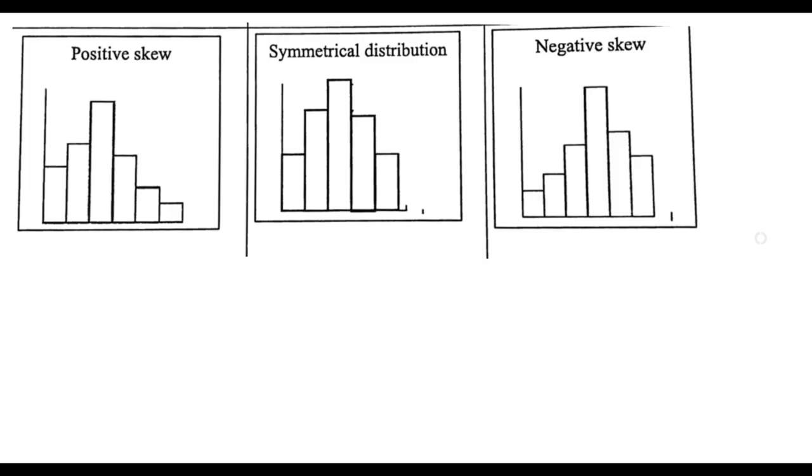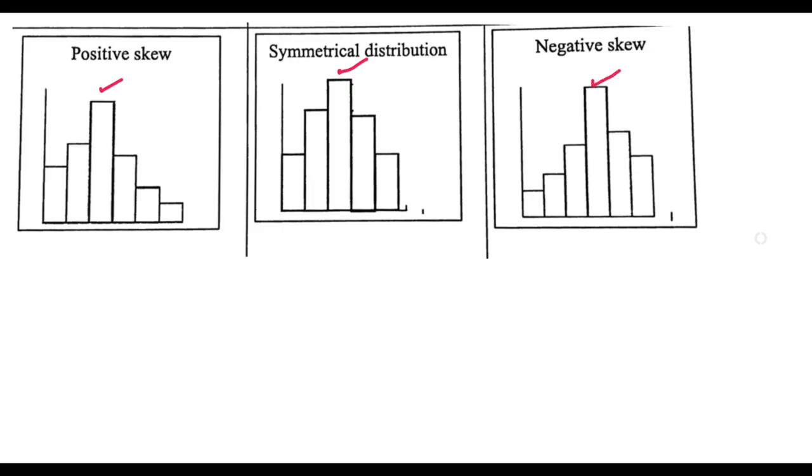Now I'm going to show you how to find the skewness in a histogram. So identify the peak. Now you need to look at the highest bar in the histogram. This represents the mode, the most frequent value. So you can see this is the mode, and this is the mode. This is the mode.